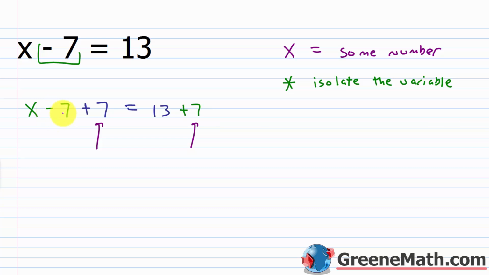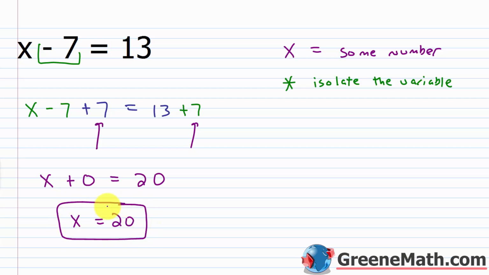So now it's pretty simple. If I have minus 7 plus 7, or you can think about that as negative 7 plus 7, that's just 0. So I have x plus 0 is equal to 20, which is just x equals 20, right? So that's our solution there, nice and easy.